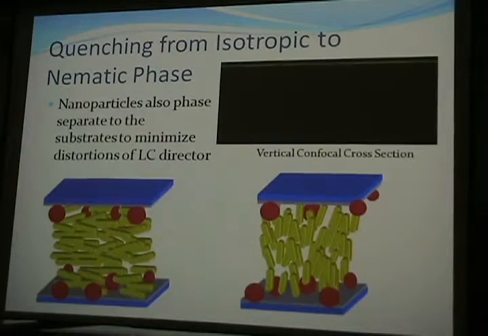What we also notice when we quench into the nematic phase is that these particles phase separate. In this image up here, it's a vertical confocal cross-section of our sample looking down into our sample. We see strong fluorescence from the nanoparticles at our substrate. There's one here and there's also one down there, but some of these aren't coming up so great. But we do see the phase separation. It's also depicted in these cartoons here, both in the planar alignment and the homeotropic alignment. I try to draw these nanospheres in the liquid crystal phase that's phase separated.